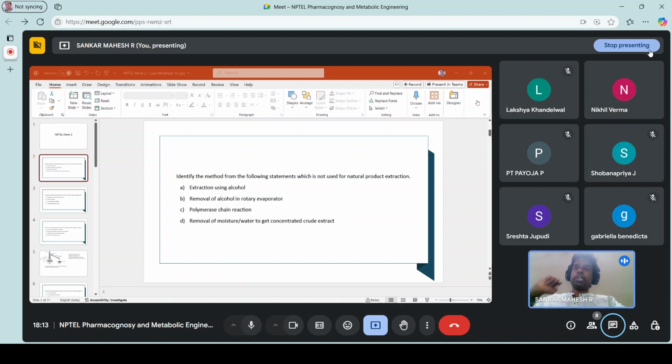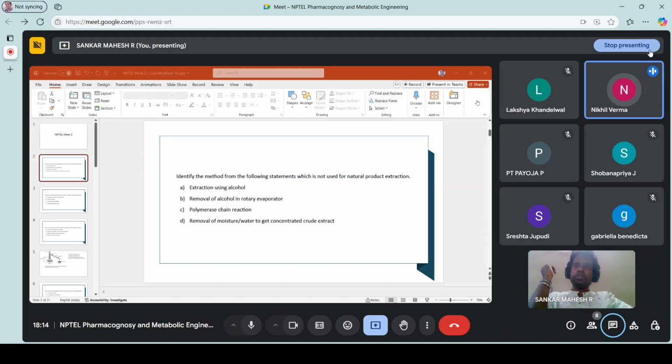What I wanted here is we'll have to discuss all the options, why a particular option could be correct or incorrect. That is why I wanted you to justify why one of the other three options is not the right answer. Do you want to comment on any of the other options?